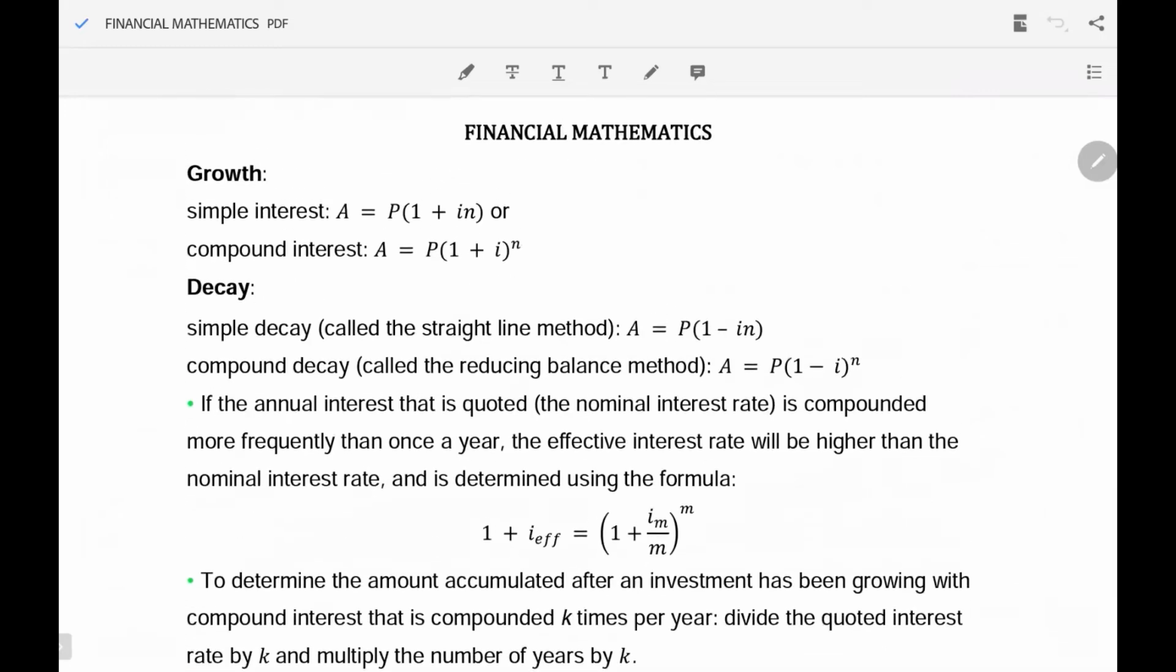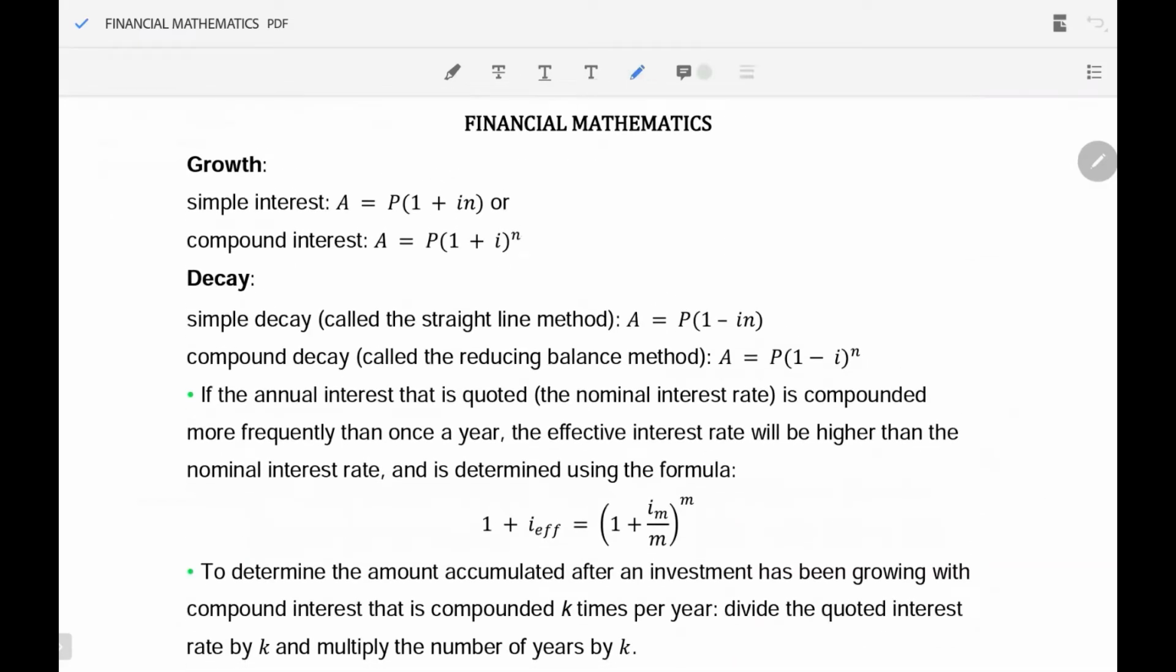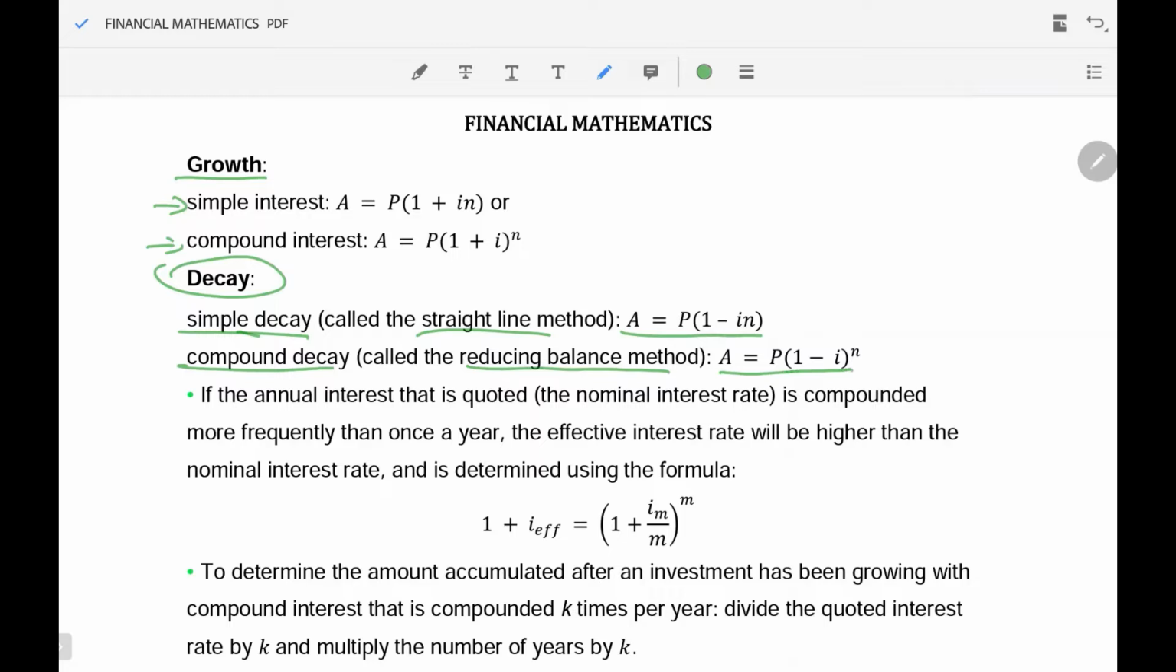So when it comes to financial mathematics, of course, it involves financial growth, which is simple interest and compound interest. And then there is financial decay, which is the straight line method, which is the simple decay. And that's the formula. Then the compound decay, sometimes called the reducing balance method. And that's the formula there.